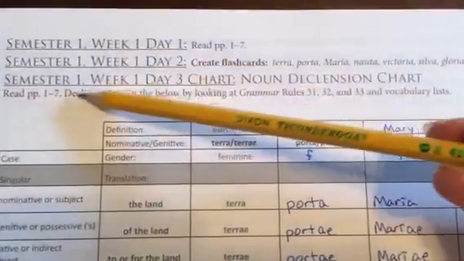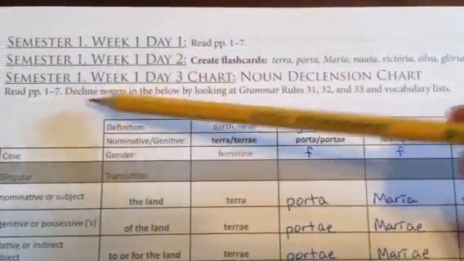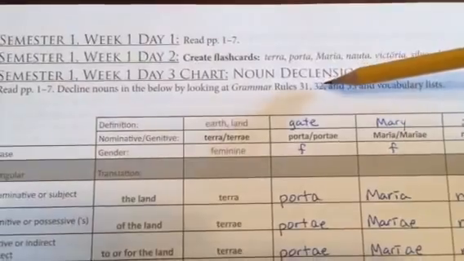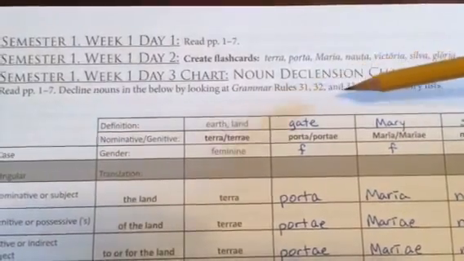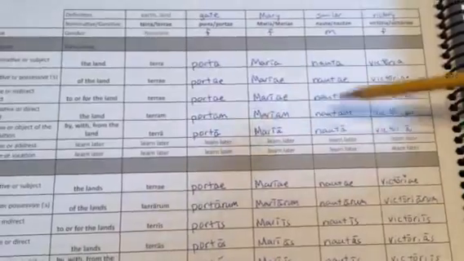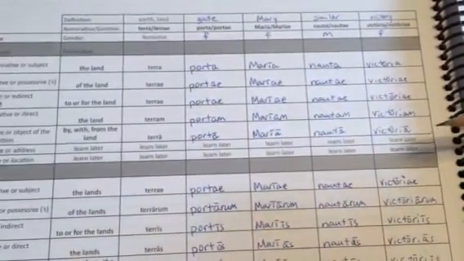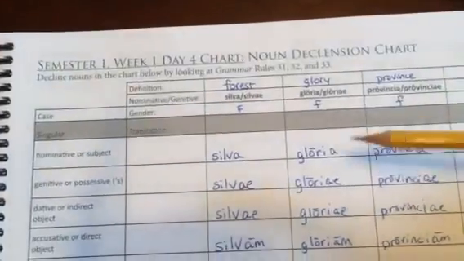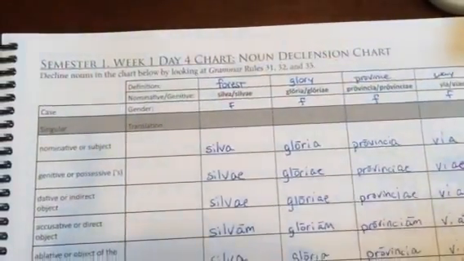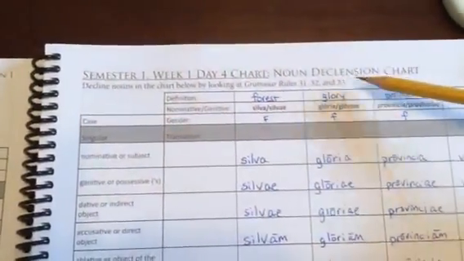It says, again, read pages 1 through 7 again in the purple book and decline the nouns by looking at grammar rules 31, 32, 33. So read all that again and fill out this chart. That's it. And then on day 4, it tells you what to do here. Look at those grammar rules again and fill out this chart.